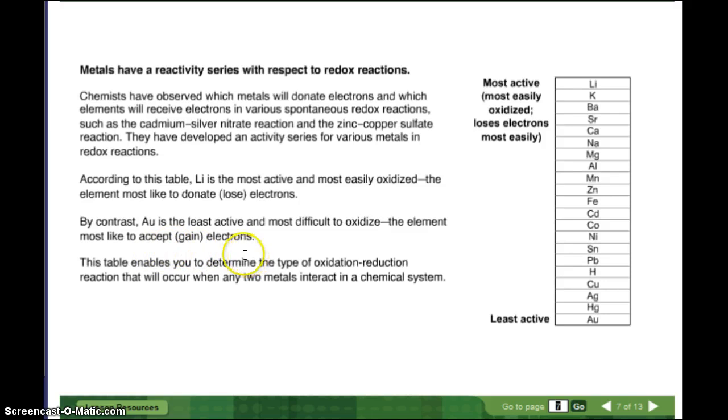If you're not going to get rid of them, you're going to take them in order to have a full outer shell and be stable. Remember me saying that like first semester? The whole reason that all these reactions are happening, it still all goes to you want a full outer shell in order to be stable. This table enables you to determine the type of oxidation reduction reaction that will occur when any two metals interact in a chemical system.